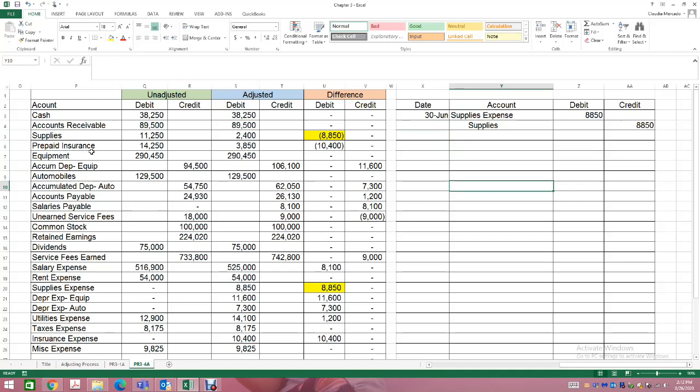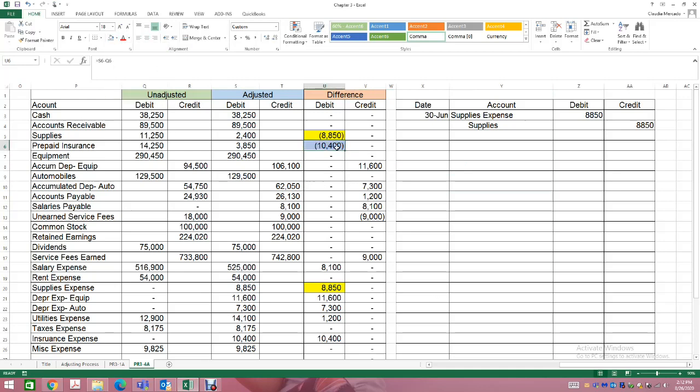Now let's look at the next one. Prepaid insurance. You had $14,250 and the adjusted balance was $3,850. So we saw a significant decrease of $10,400. Okay, so that is my balance. $10,400 difference. So I started off with $14,250. I went down to $3,850. So I decreased by $10,400. Okay. So now we're going to record that entry. Let me color code it.